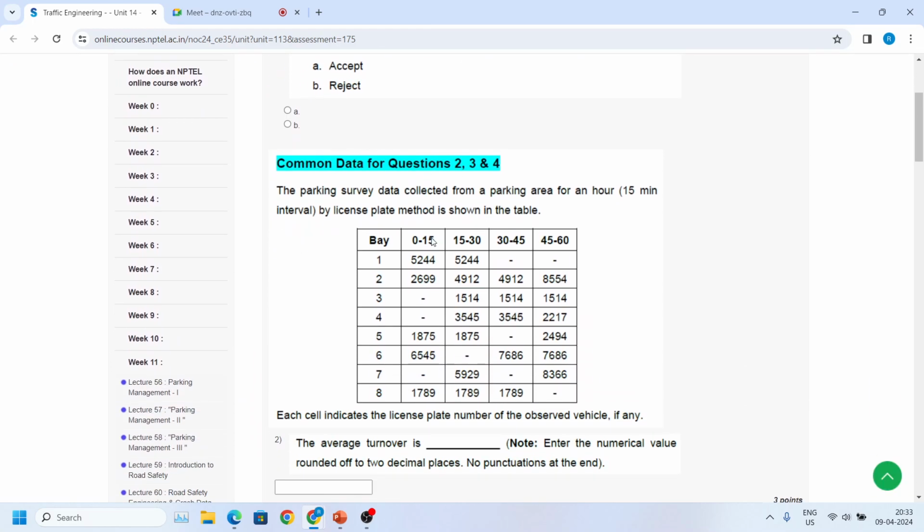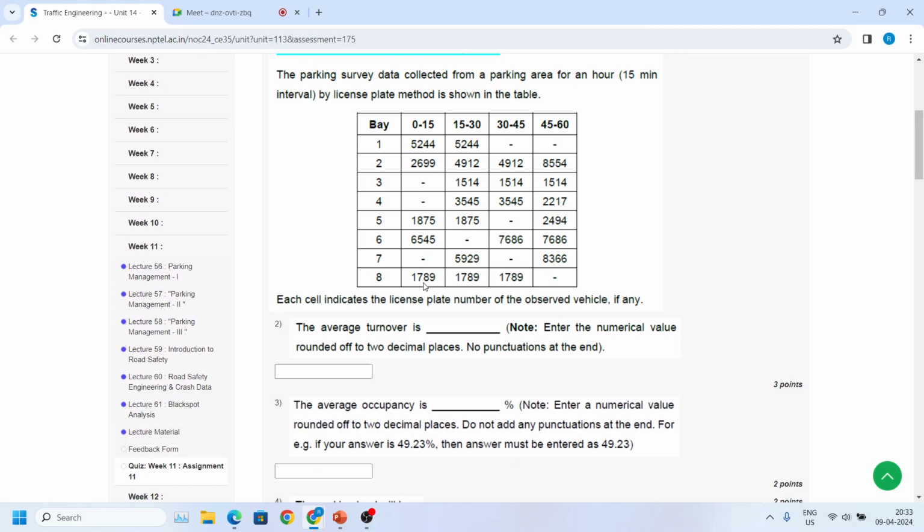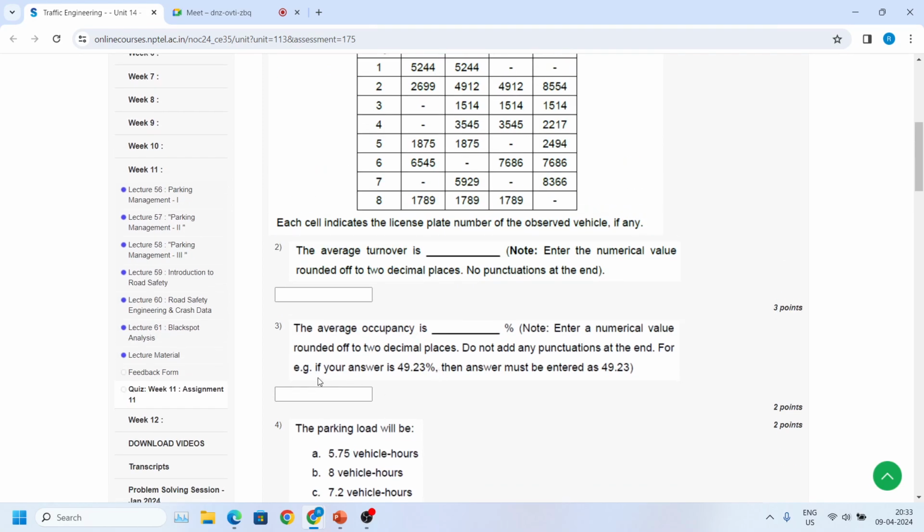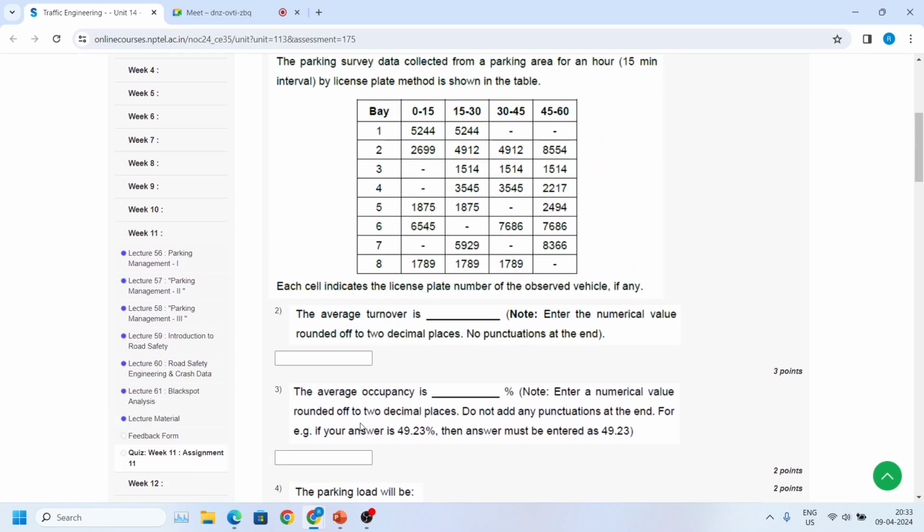Next is, I think, the license plate method, and the problem related to that I have already solved. This parking turnover I solved as well. The data might be slightly different here than what I used, so you have to be careful. The answer won't be exactly the same. Average occupancy percentage, I think I have answered today, not for the same problem but slightly different data. And then parking load was also discussed. So the first 4 questions I've already discussed, and they shouldn't be too difficult to solve.